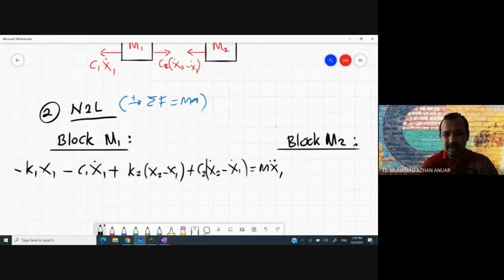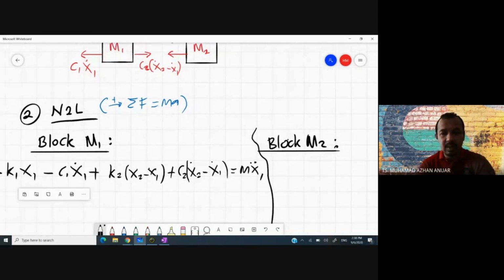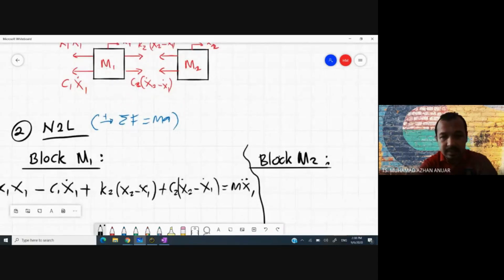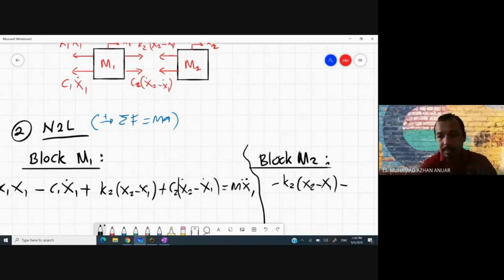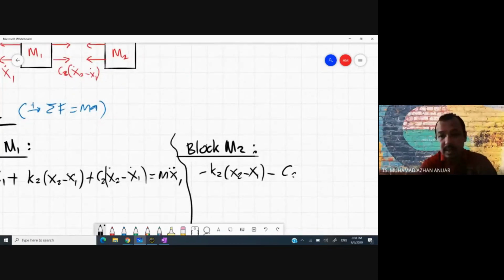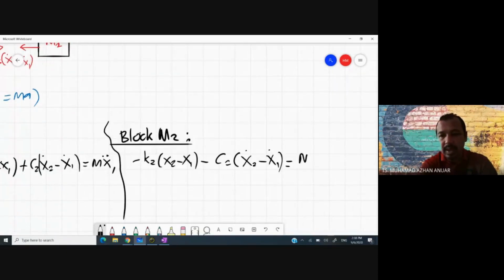Okay, so let's do the next part. For block M2, we have minus K2 (X2 minus X1) minus C2 (X dot 2 minus X dot 1). That is equal to M2 X double dot 2. This is M1, this is M2.